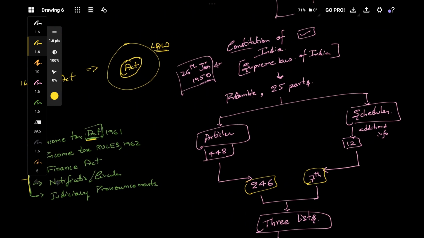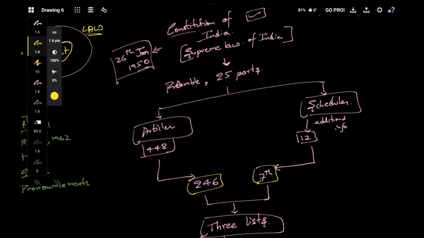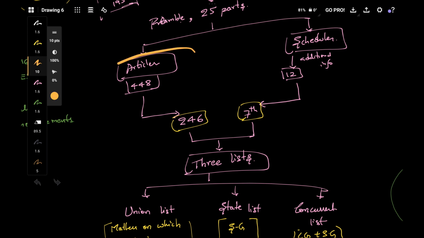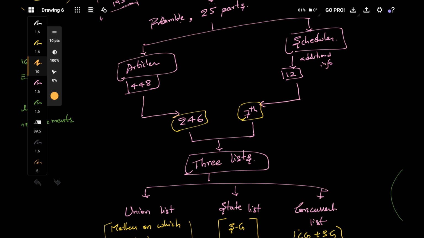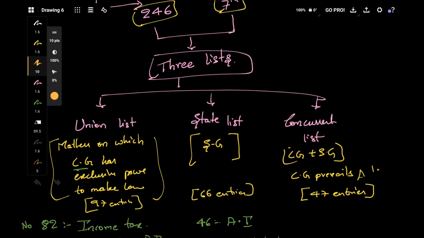To understand the act, first we have to understand the Constitution, the dad of all the acts. The Constitution of India is the supreme law of India, and it has a preamble, 25 parts, and articles, that's nothing but its subject matter. It has schedules, which are additional information to the articles. We have about 448 articles and 12 schedules. And article number 246 together with the 7th schedule gives us 3 lists.